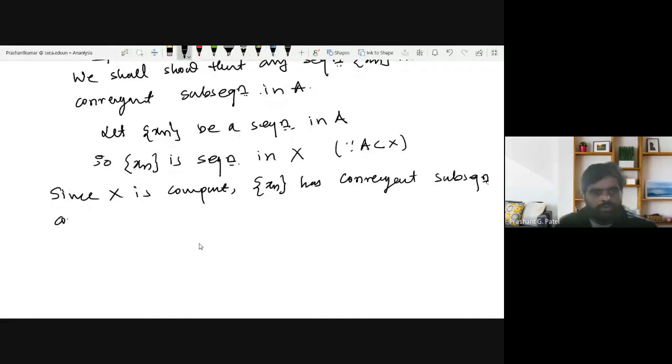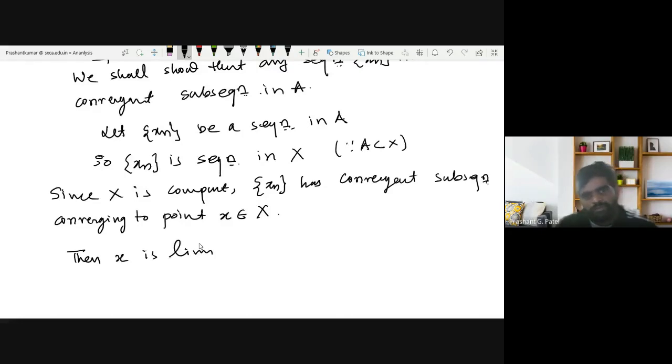Which is converging to a point X in X. I have to prove that this point is in A. But then what will happen? This X is a limit point of A, because this xn is converging to X and xn is a sequence in X. So this X is a limit point of A.